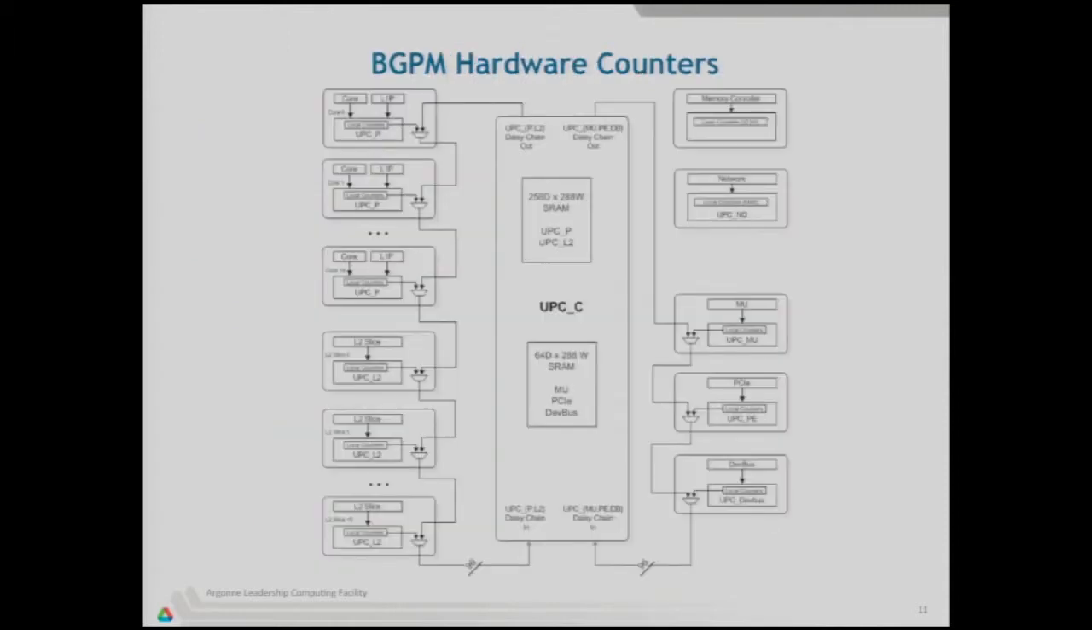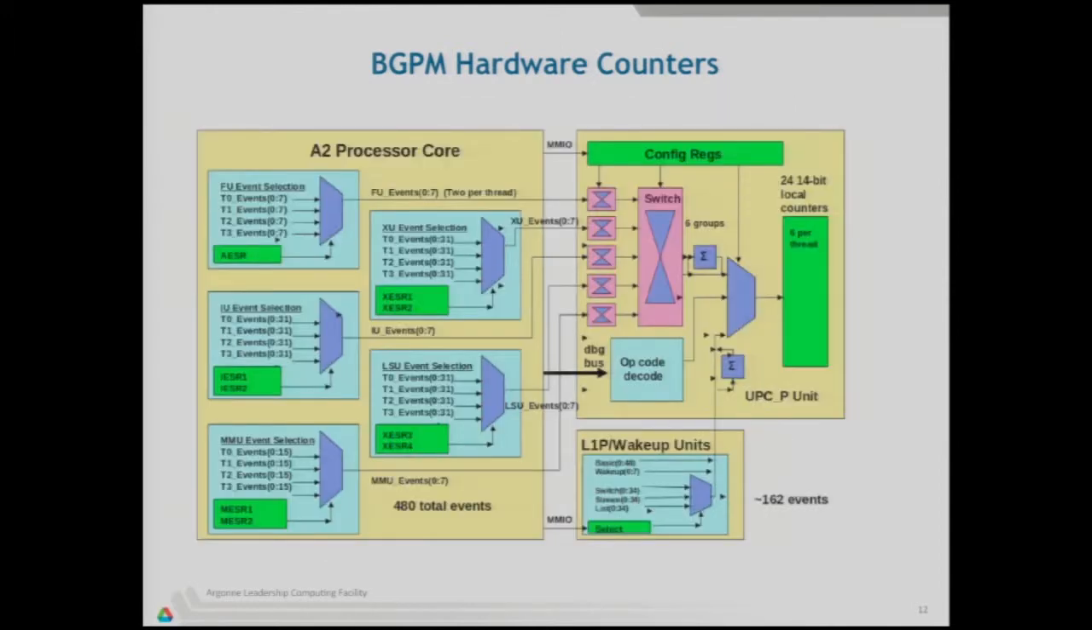And here's a little schematic. This is showing you the various bits: the L2 caches, the cores, network, memory units. These all have little counters on them. And this counter information is periodically gathered and centralized into a central counter unit that you can query.